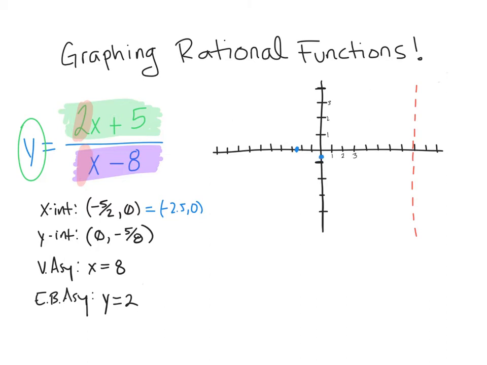And then my end behavior asymptote is y equals 2. So I'm going to go over here. Here's 1, here's 2. My end behavior asymptote is going to be going horizontally like that. So here we go, 1, 2. Oh no, not blue. It's red. Asymptotes are red. Come on. Okay, like so. Okay, so far so good.